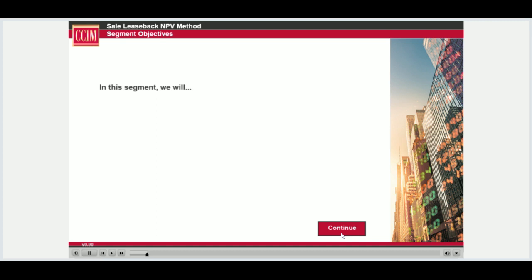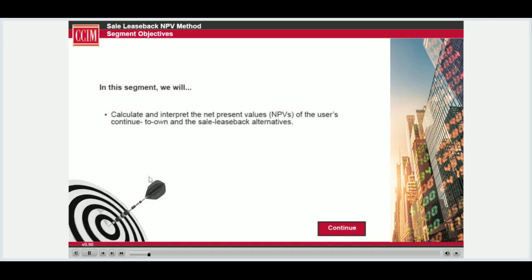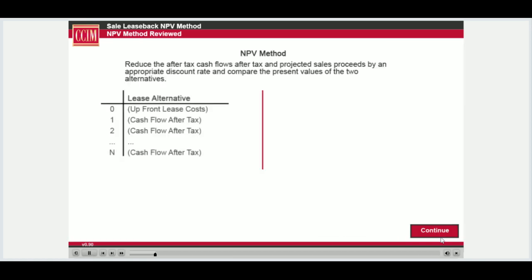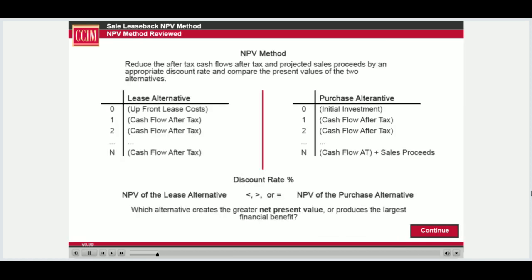In this segment, we will calculate and interpret the net present values of the user's continue-to-own and the sale-leaseback alternatives. Remember the NPV method for our lease versus own comparison earlier in the course. In that process, we reduce the projected cash flows after tax from both leasing and owning to their net present values at the user's discount rate in order to find which alternative had a lower cost.